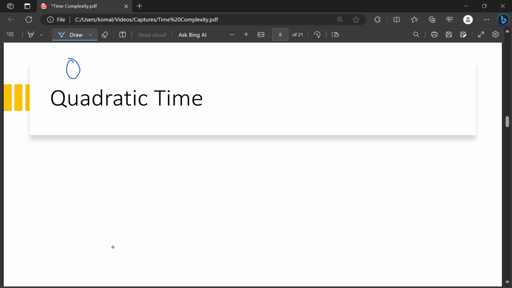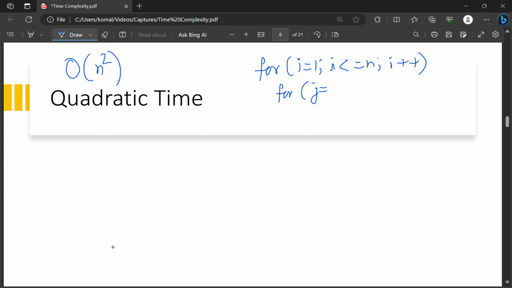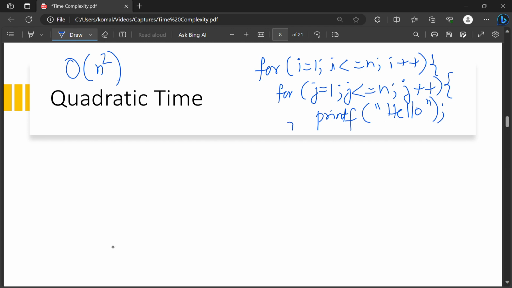quadratic time complexity. Quadratic time complexity is simple to understand. Big O of n square. For example, if the case is like for i equal to 1, i less than or equal to n, i plus plus. For j equal to 1, j less than or equal to n, j plus plus. printf hello. Can you please tell me how many number of times this will be printed?